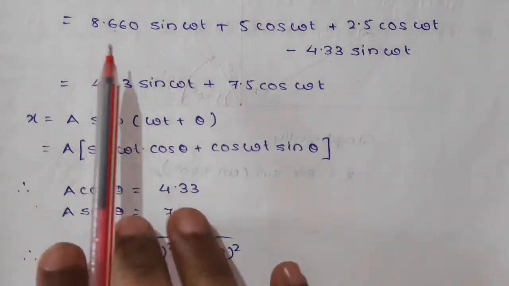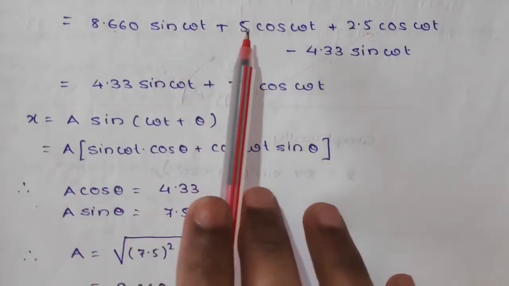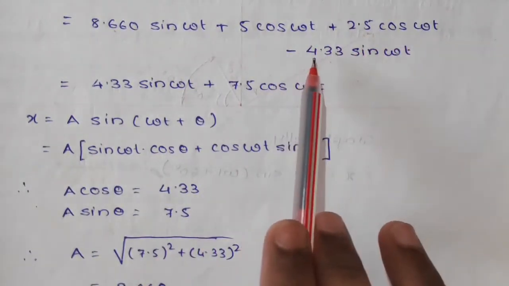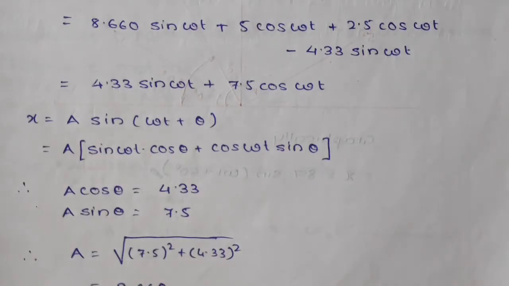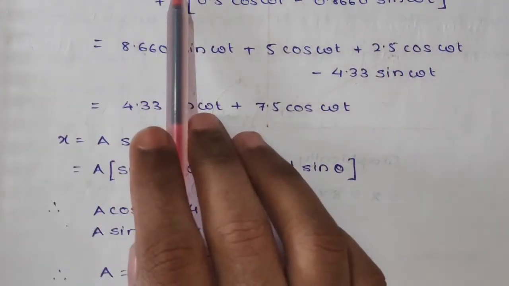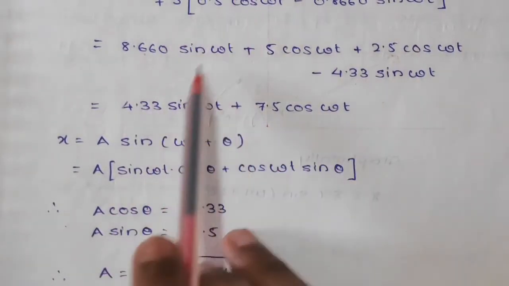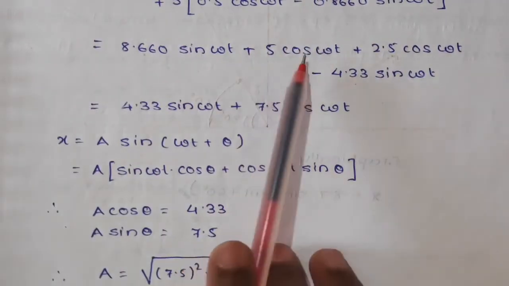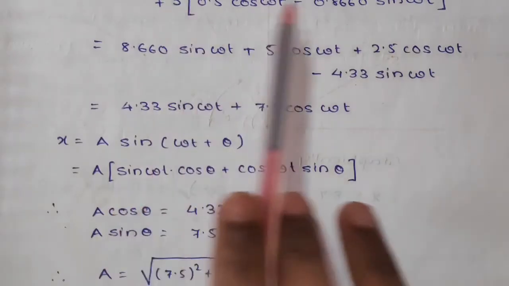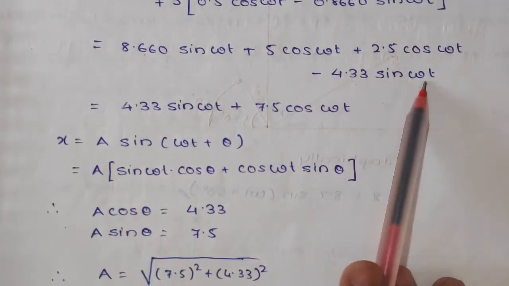So now this is 8.660 sine omega t plus 5 cos omega t plus 2.5 cos omega t minus 4.33 sine omega t. Here 10 into 0.866 gives 8.660 sine omega t, 10 into 0.5 is 5 cos omega t, 5 into 0.5 is 2.5 cos omega t, and 5 into 0.8660 is minus 4.33 sine omega t.